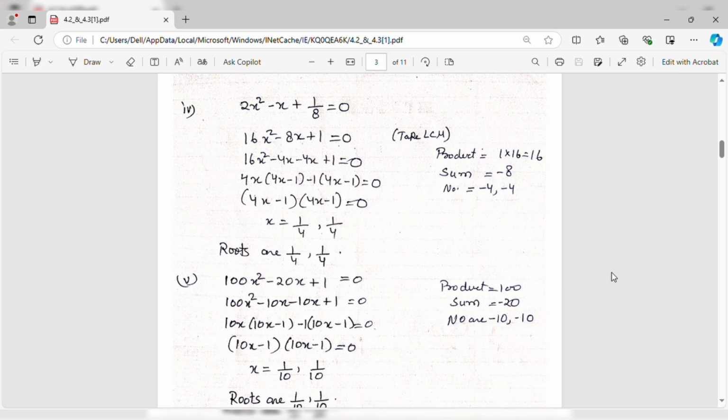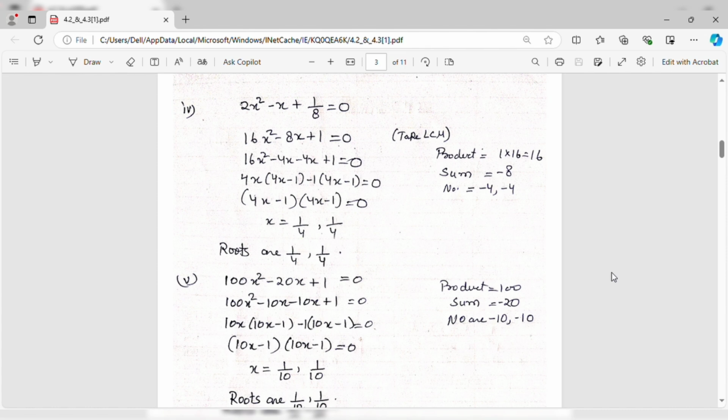Next question, fourth part, 2x square minus x plus 1 by 8 equals 0. Here first we will take LCM to make the equation into the general form ax square plus bx plus c equals 0. So we will get 16x square minus 8x plus 1 equals 0. After splitting the middle term, we will think of two numbers whose product is 16 and sum is minus 8. So the numbers would be minus 4 and minus 4. We will get 4x minus 1 and 4x minus 1 as factors. So the roots would be 1 by 4 and 1 by 4.